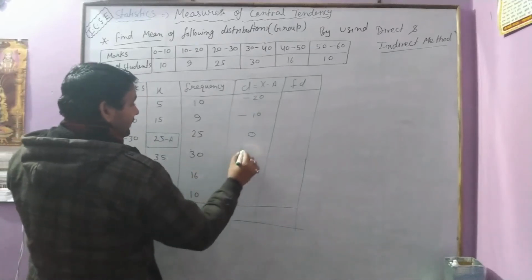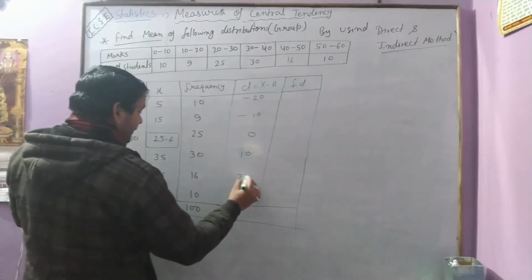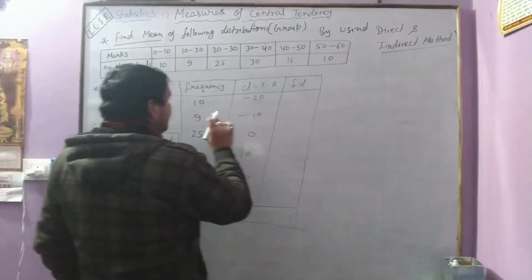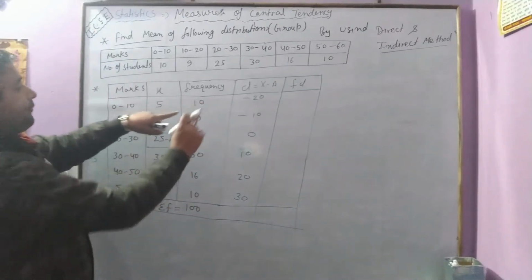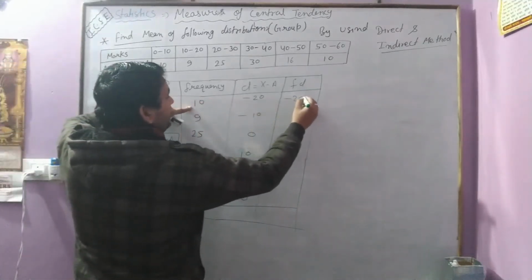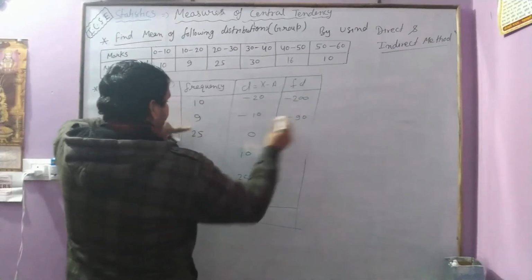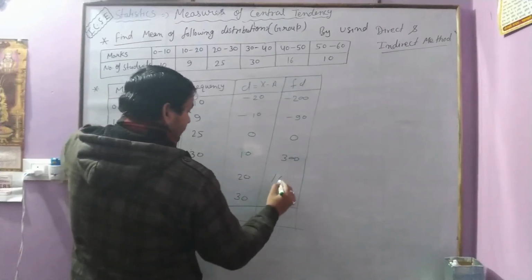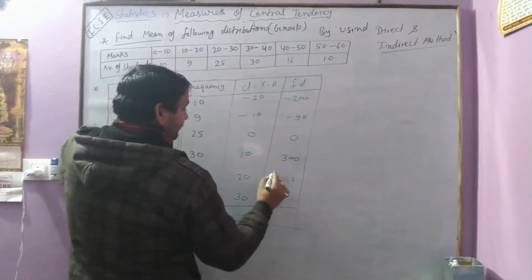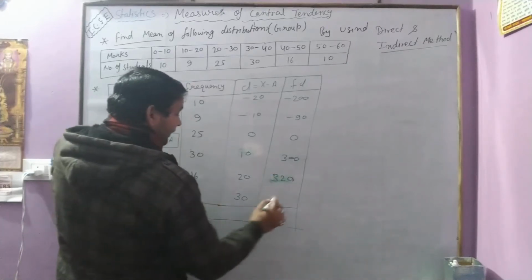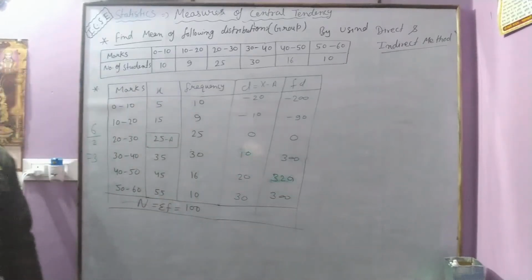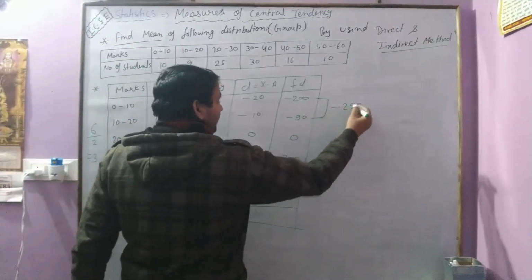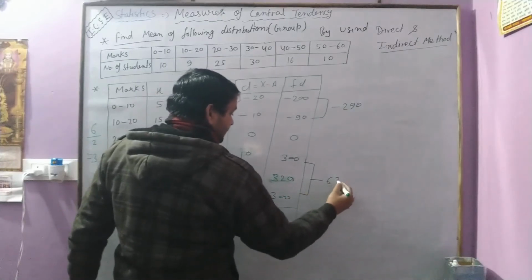This value is 20, and this value is 30. Okay, now you need to calculate f into d. This is minus 200, minus 90, minus 250, 0, 300, 320, 300. Okay, now calculate here negative 290 and calculate this 920.